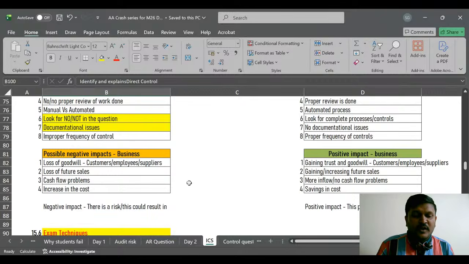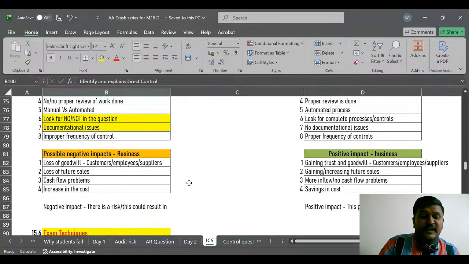So one, due to that deficiency, the business could have a loss of goodwill. In total, the company's goodwill would be affected. Second, the customers' goodwill will be affected. Third, the employees' goodwill will be affected. Fourth, the suppliers' goodwill will be affected. So the good relationship might be affected between customers, employees and suppliers due to the deficiencies coming in the payroll system, the sales system, and the purchase system.